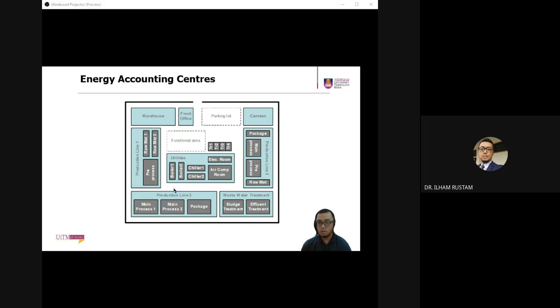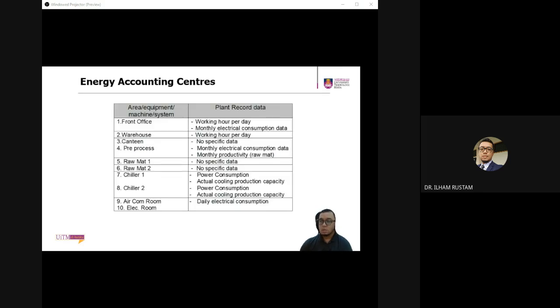Like if your boss has significant funding for the project, then chances are you will be able to do it like this. And this is more accurate, defining your EACs like this. So as you can see, EAC defined here for front office is the data that you can record is the working hour per day, which is 8 to 5, for example. And then you can use data like monthly electrical consumption data. But this is for front office.